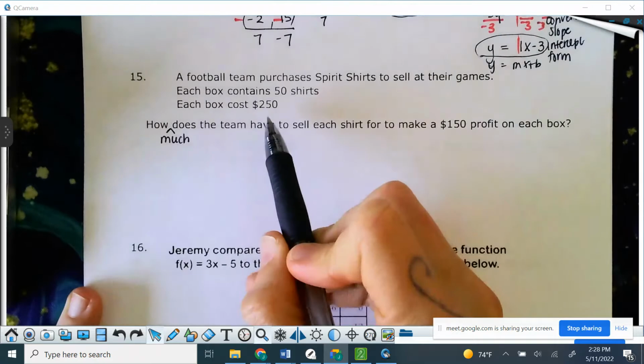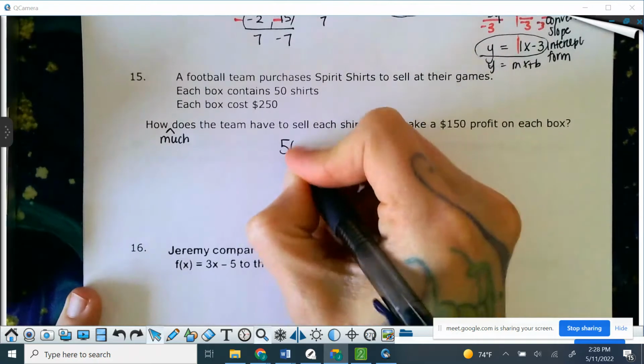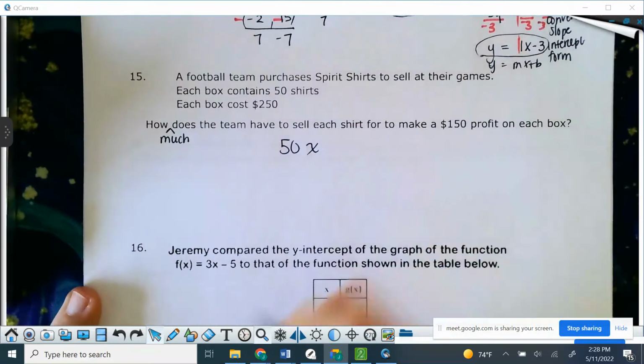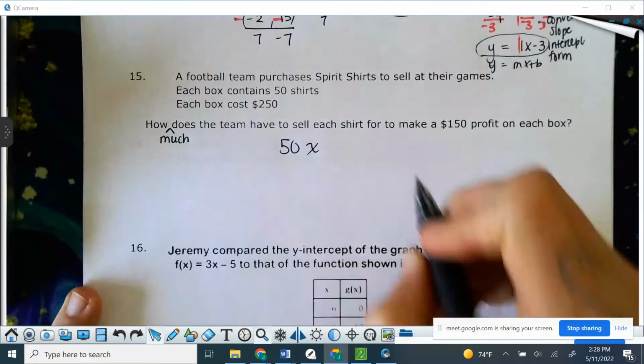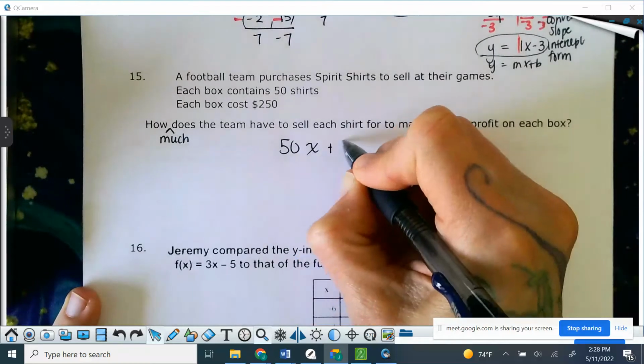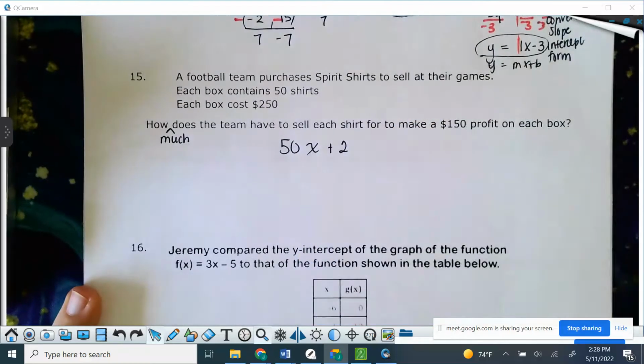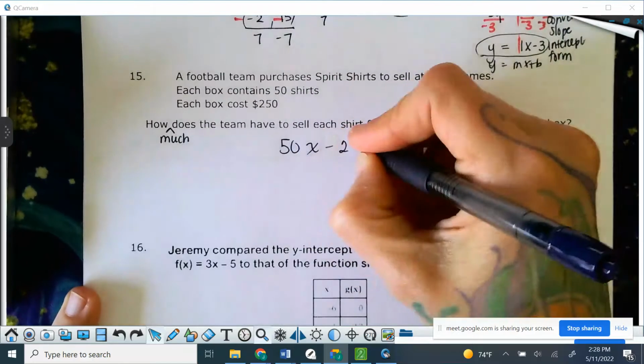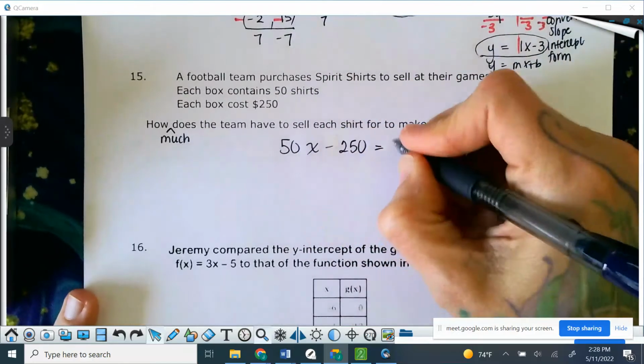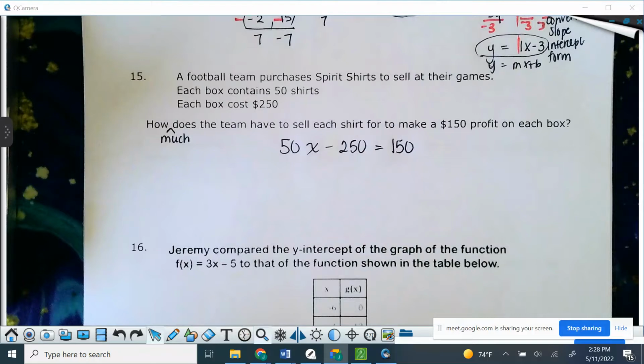So ideally, we have 50 shirts times some amount, minus 250, because we have to spend it to buy it, is going to equal, we want it to be equal to 150. That would be your probably easiest equation, maybe.